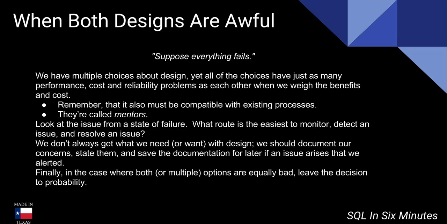So when it does fail, what's going to be the easiest route to solve the issue, right? What's going to be the easiest route to detect an issue? What's going to be the one that's going to alert you before things fail? Because it's going to happen. We can all hope that it doesn't, but it doesn't matter. It is going to happen, okay?